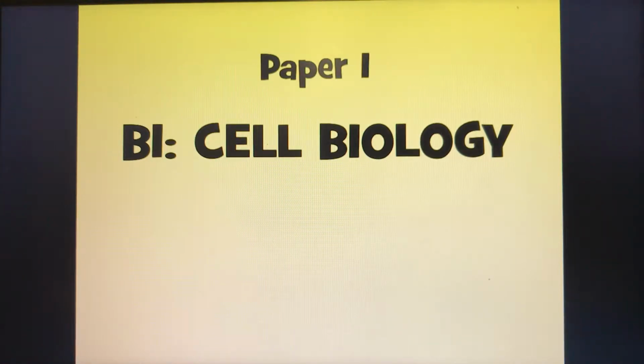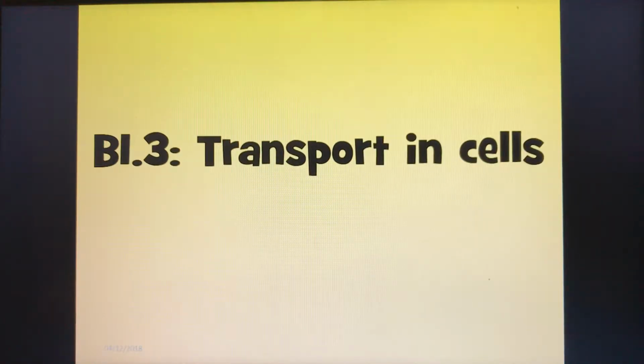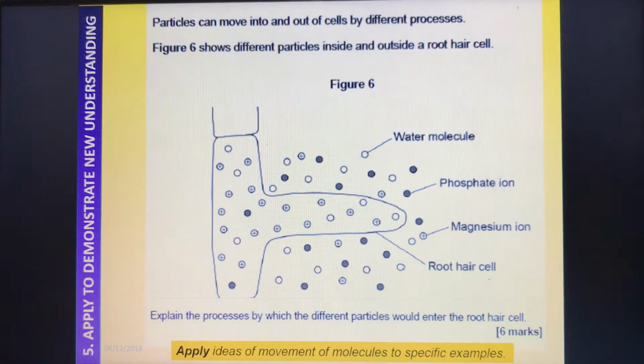This is an exam technique video for the topic B1 cell biology, looking at transport in cells, and it's a nice question that brings together diffusion, osmosis and active transport. So we're presented with this picture and it says particles can move into and out of cells by different processes. Figure 6 shows different particles inside and outside a root hair cell.